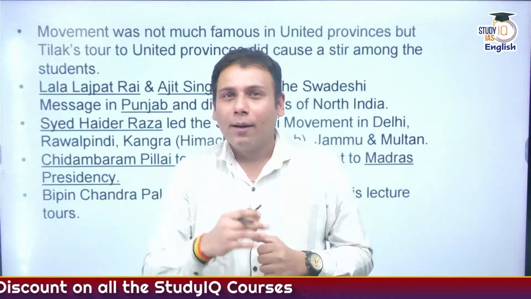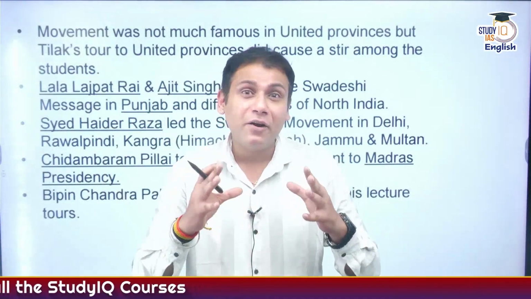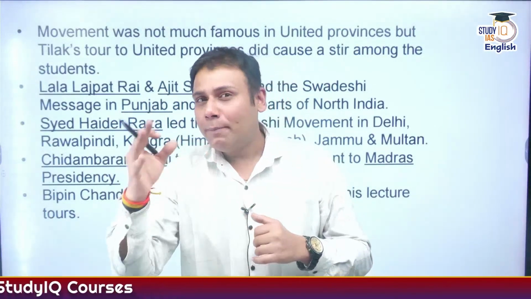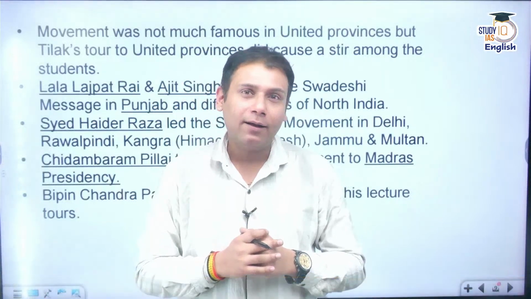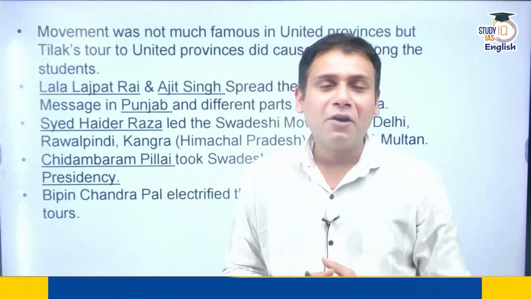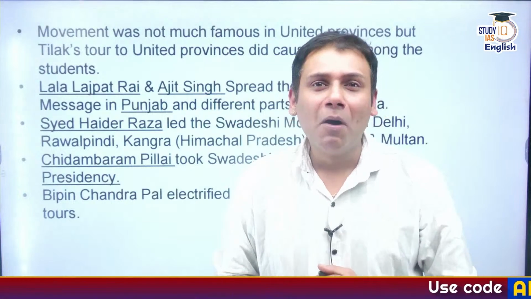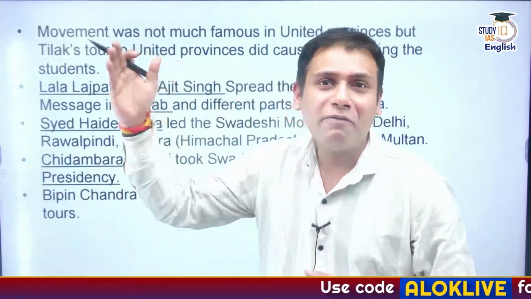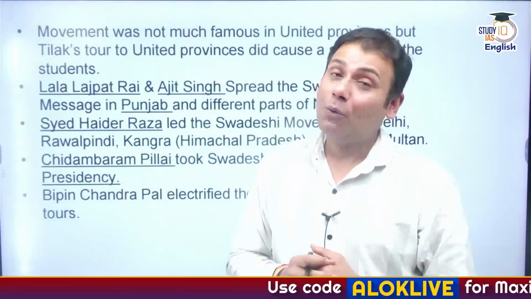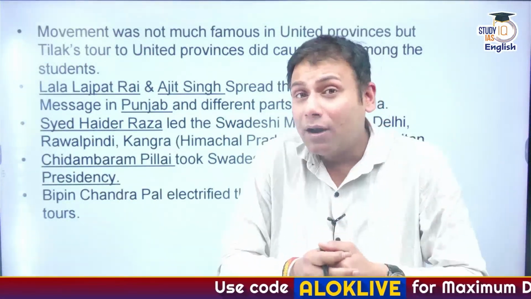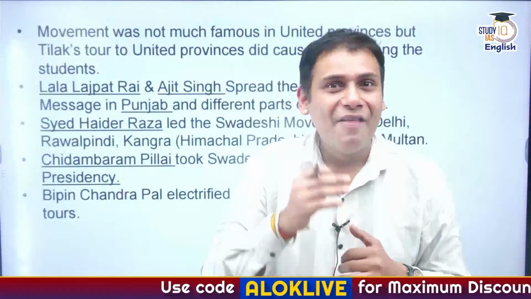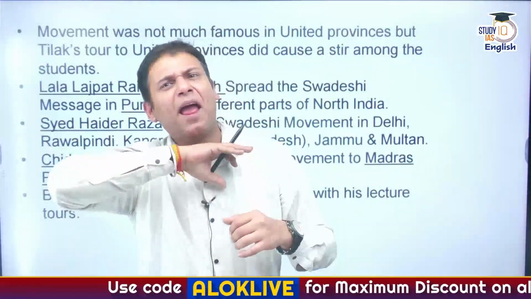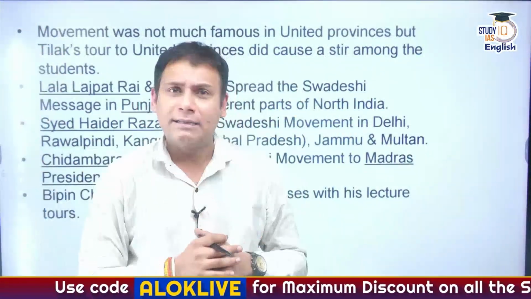How? Morley and Minto. Morley at that time was Secretary of State for India, and Minto was Viceroy of India. They will throw another card in front of the Indian National Congress in the form of the Indian Council Act 1909, or Morley-Minto reforms. And what will happen? Moderates overnight will become loyalist, and Britishers will now come down heavily on the extremist leaders.